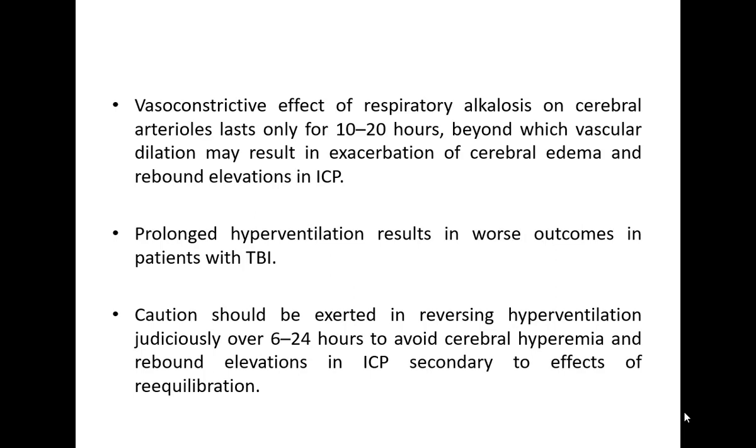hours, beyond which there would be dilatation and a rebound cerebral edema. So prolonged hyperventilation would result in worse outcomes, and caution should be exercised in reversing hyperventilation judiciously over 6 to 24 hours to avoid cerebral hyperemia and rebound elevation of ICP.